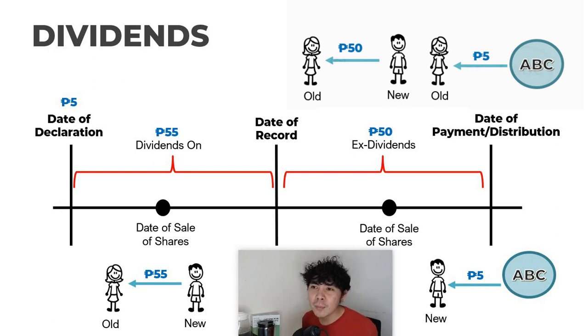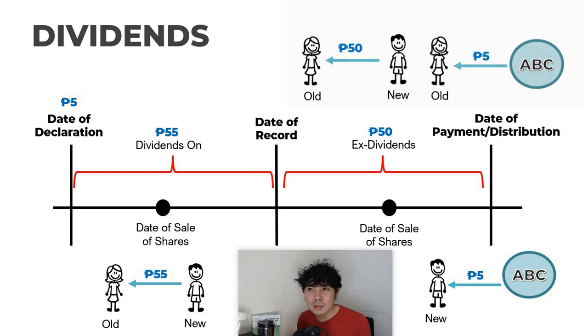What does dividends on mean? It means that when we buy shares between the date of declaration of dividends and the date of record, what we are buying is not just the shares. Included in what we buy is the dividends. It means we are going to purchase two items for the price of one. What are those two items? The shares of stock, which is the main investment we will buy, and the corresponding dividend entitled to such stock.